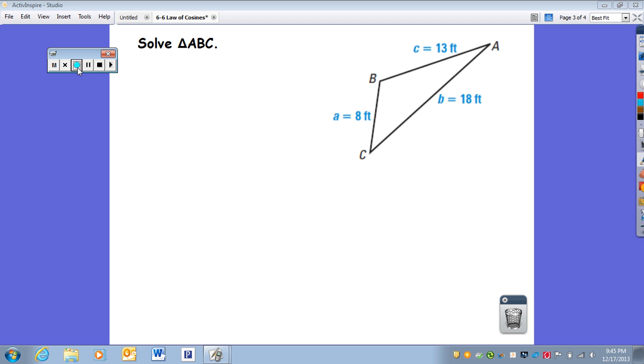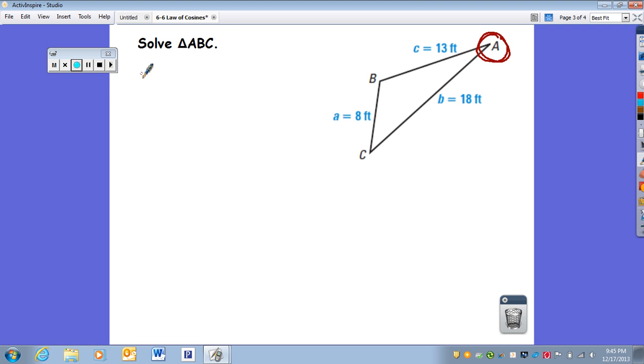Let's do another example. In this example, we're given all three side measurements. We need to find the angle measurements. So we can decide what we would like to solve for. I'm just going to solve for the cosine of angle A. And it doesn't matter, you can decide and pick whichever one you would like to do.